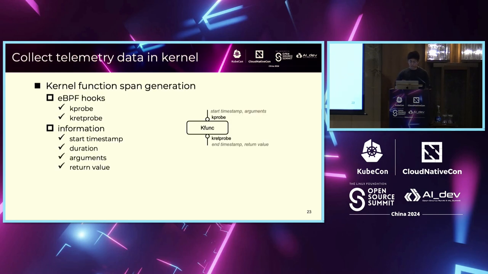Let's discuss the data collection. In kernel space, we need to gather runtime data for kernel functions. It's similar to data collection in user space. We know that eBPF allows us to attach custom code to kprobe and kretprobe, which correspond to the entry and the exit of a kernel function. As shown in the diagram, we record the timestamp and arguments when entering a kernel function, and we record the return value and the duration when exiting.